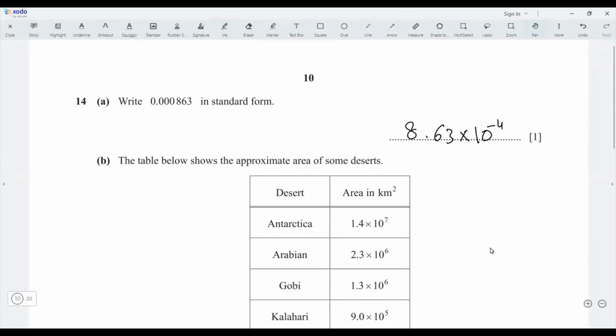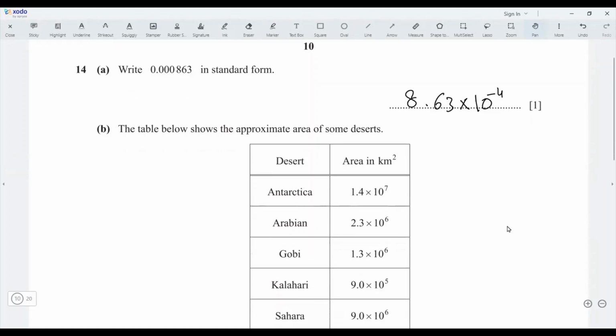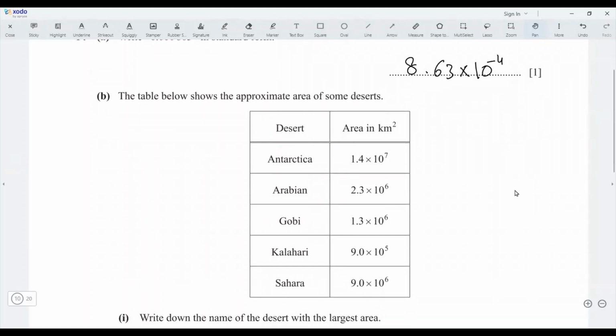So moving ahead to the next question, that is basically the areas are given, the deserts are given, and the area in kilometers square accordingly given here.